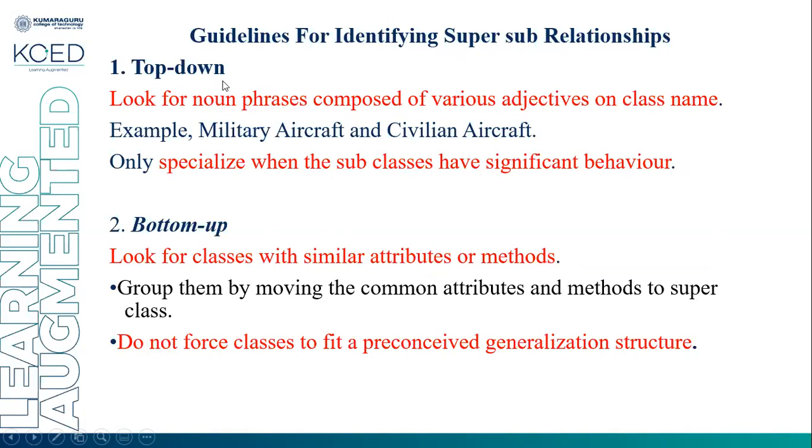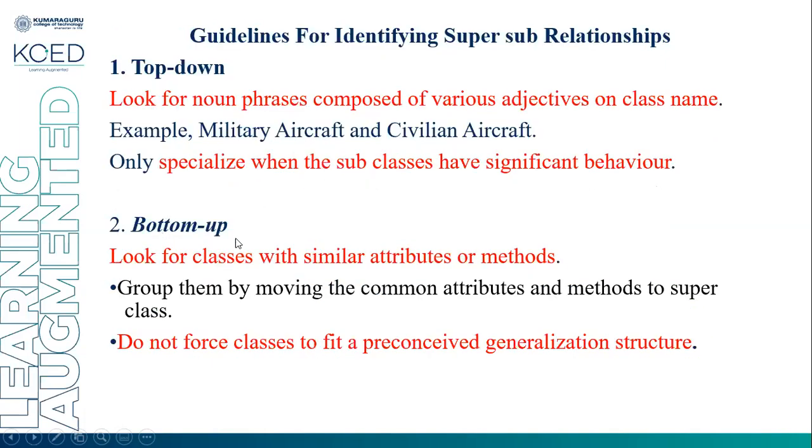The first one is top-down. How to find the superclass subclass relationship in a top-down manner? Look for the noun phrases composed of various adjectives on the class name. For example, aircraft is a noun phrase. We can add some adjectives, for example, military aircraft and civilian aircraft. If both have a significant difference, then we have to make them subclasses. We make them specialized classes. Only specialize when the subclasses have a significant behavior.